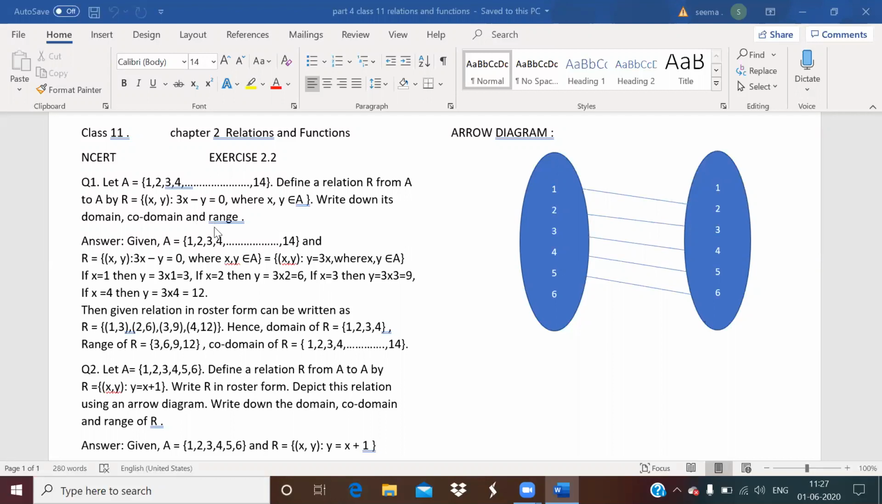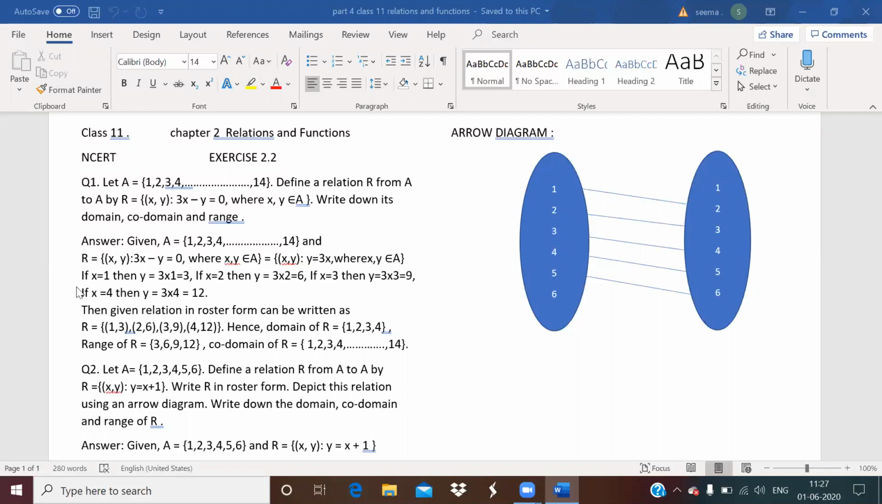Let us see how to write this relation in the roster form. What is given to us? Relation is 3x minus y equal to 0, which can be written as y equal to 3x because we shifted y to the other side. And then let's substitute the value of x one by one from A.